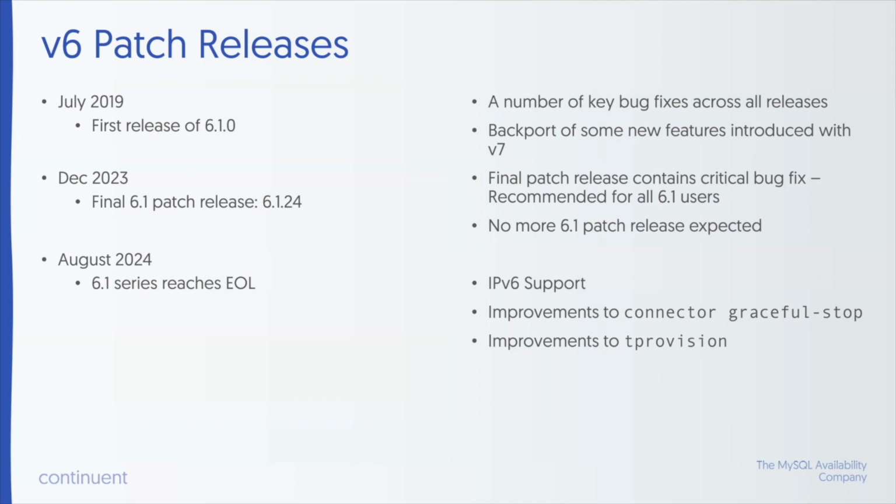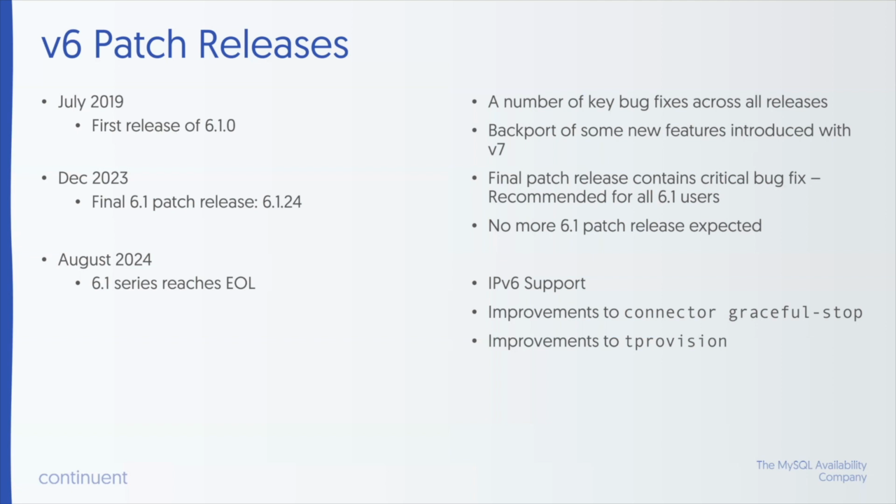As of December 2023, we released the 6.1.24. That is the final patch release that we expect to release for the 6.1 series. And in August 2024, 6.1 will reach end of life. So if you are a 6.1 customer, now would be a good time to start considering upgrading to version 7.